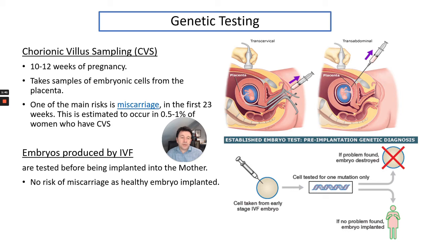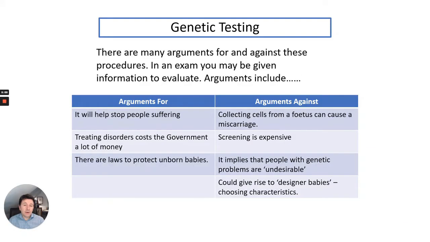Some couples will go for in vitro fertilization. So this is where an egg is removed from the mother and then sperm is added in a petri dish, and then embryos are produced outside the mother. And these are tested before they're implanted back into the mother. So the advantage of that is there's no risk of miscarriage as a healthy embryo is implanted. There are many arguments for and against these procedures, and in your exam you will be given information to evaluate.